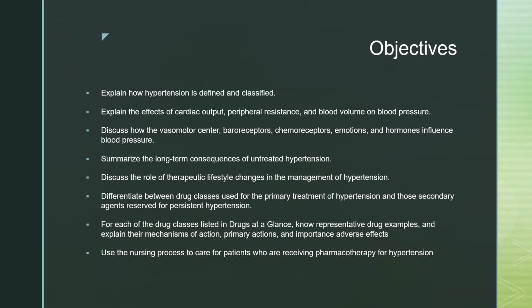We're going to talk about the long-term consequences of untreated hypertension. We really need to talk about therapeutic lifestyle changes and the management of hypertension. We'll talk about primary and secondary pharmacological measures used to treat high blood pressure. We will discuss prototype meds focusing on some specific classes, and then ultimately use the nursing process to discuss how we will care for and educate our clients.